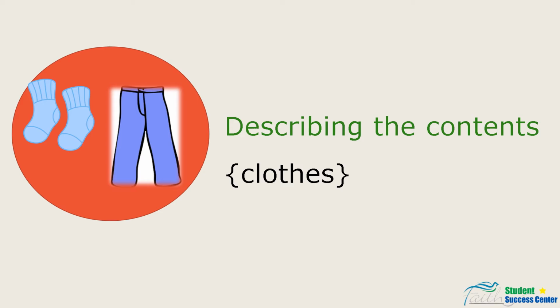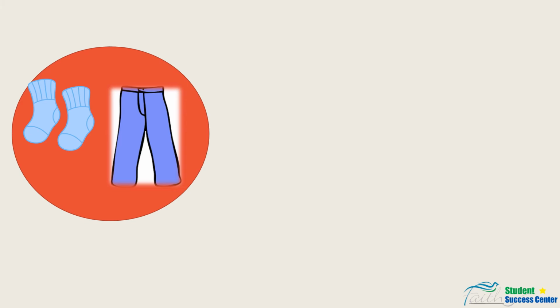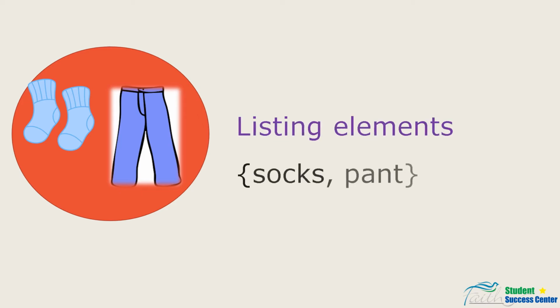If I'm asked to list the members of a set, we simply write down each element in the set and we separate them with a comma. So I can list the members of this set by simply saying curly bracket, socks, comma, pants, because these are the elements that are within the set.